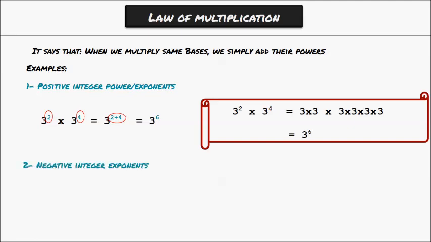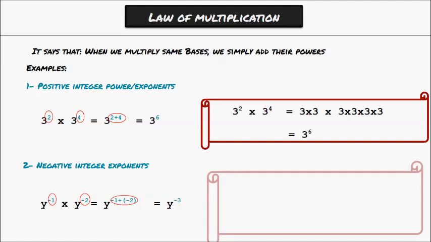In the second example, we are taking negative powers. Here, we have taken a variable as a base, instead of a number. According to the law of multiplication, we will add -1 and -2. Therefore, the result will be y to the power -3. We can also solve this example like this.